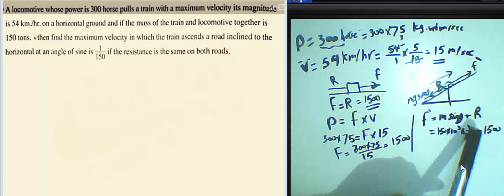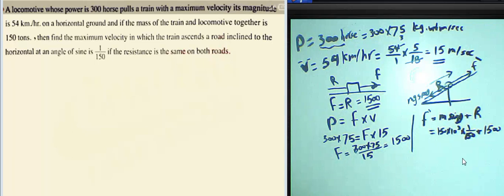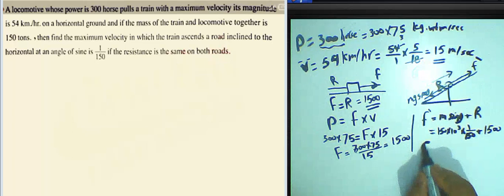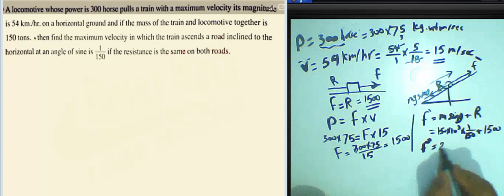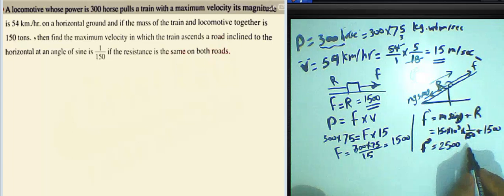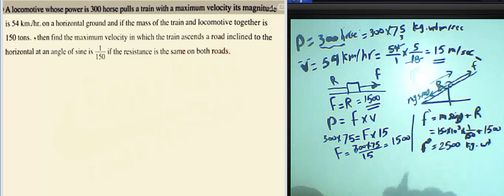R is measured in kilogram weight, like the power in kilogram weight meter per second, and the weight here is in kilogram weight. Don't write 9.8 here. Then F dash we can find the result by the calculator. The result will be F dash, the new force, will be 2500 kilogram weight. It's F dash.